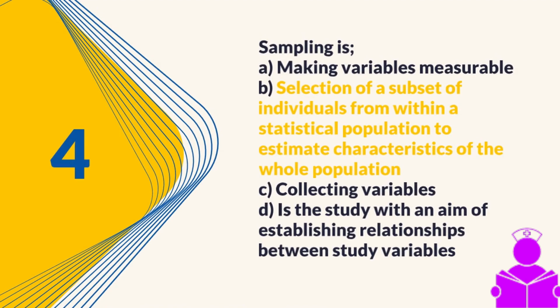Sampling is the process of selecting a subset of individuals or items from a larger population to estimate characteristics of the whole population. It's a fundamental aspect of research, allowing researchers to draw conclusions about a population without having to study every single individual within it. So, the correct answer here is B.